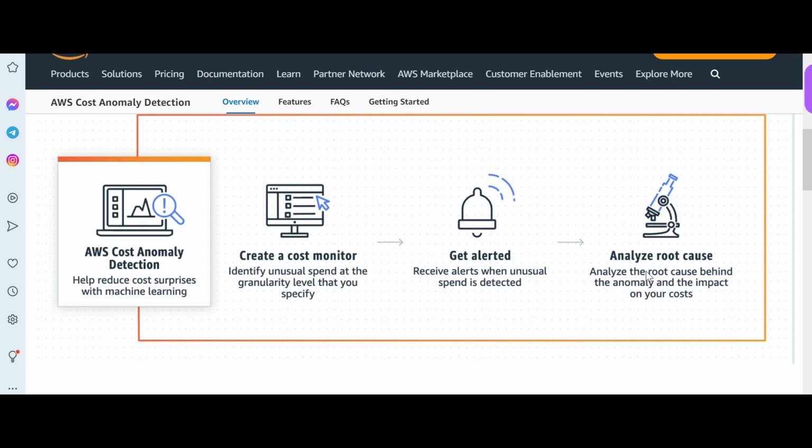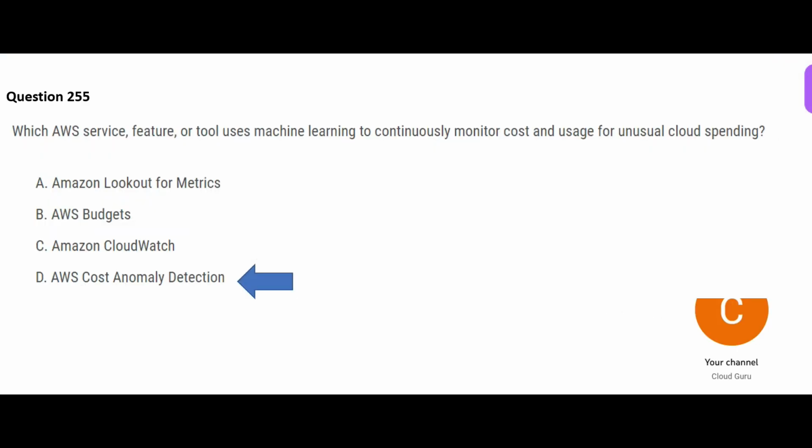And then you can analyze the root cause behind the anomaly and understand. There may be genuine reasons. There may be a valid load that you need to run, which you probably didn't budget. So then you can modify your budget. You can augment your budget, and you now know that realistically this is what I should spend. So this would be my final answer.